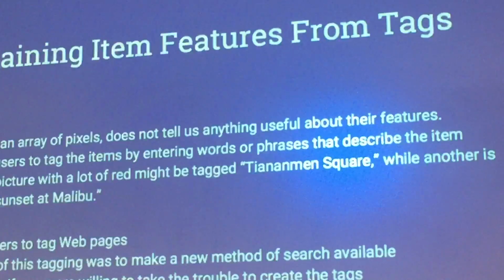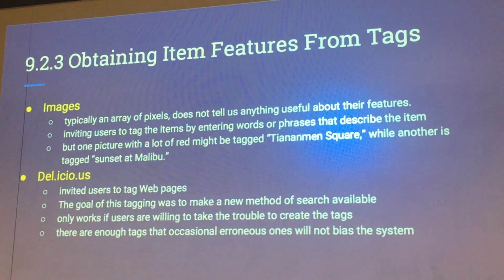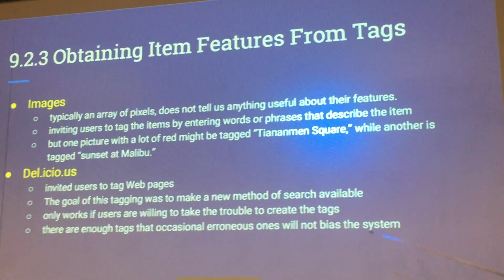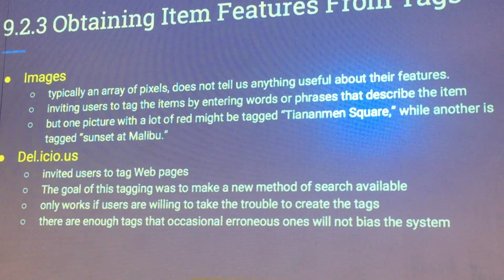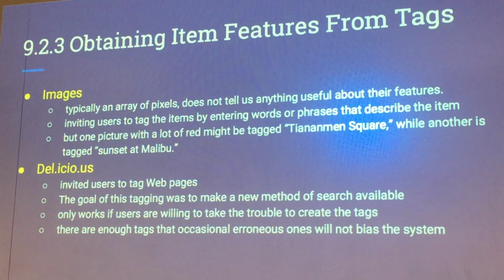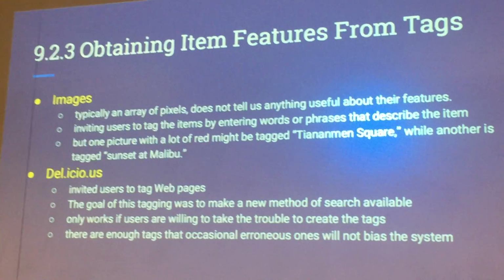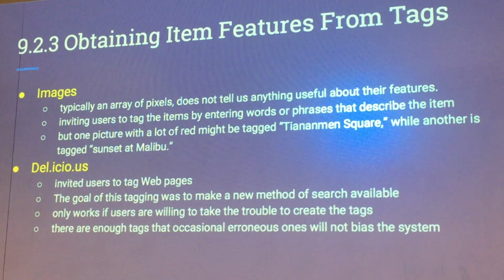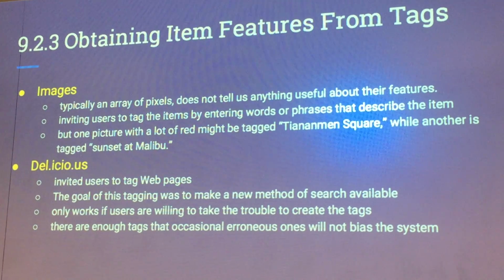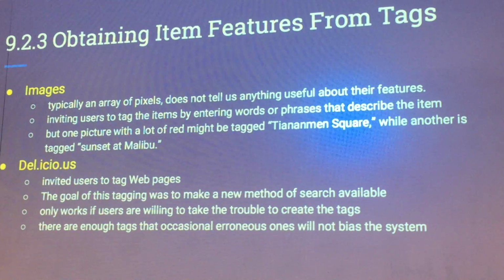And then obtaining item features from tags. Images are tough because they're basically just data. It's an array of pixels, and it doesn't really tell you anything useful about what the image actually is. One way to get around that is inviting users to tag the items by entering words or phrases that describe the item, like a sunset or a skyscraper. But one picture with a lot of red might be tagged Tiananmen Square, and another tagged Sunset in Malibu. So it's kind of hard to differentiate.